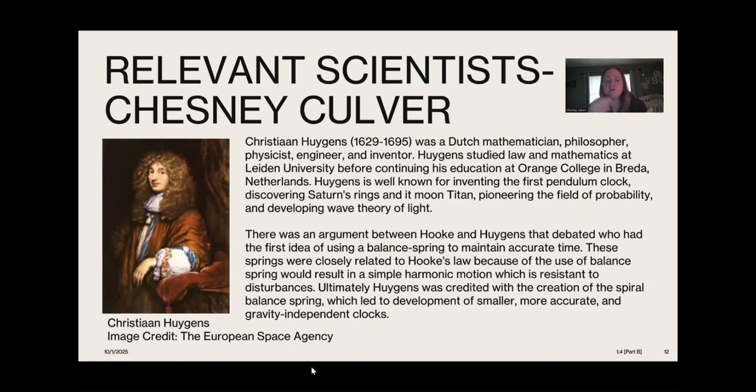So why is Christian Huygens important to our specific research in Hooke's law in general? It's a little bit of a cool backstory in my opinion. There was actually an argument between Hooke and Huygens that debated who actually had the first idea of using a balance spring to maintain accurate time. The way this is related to Hooke's law is Huygens is credited with this. He ended up winning that argument.